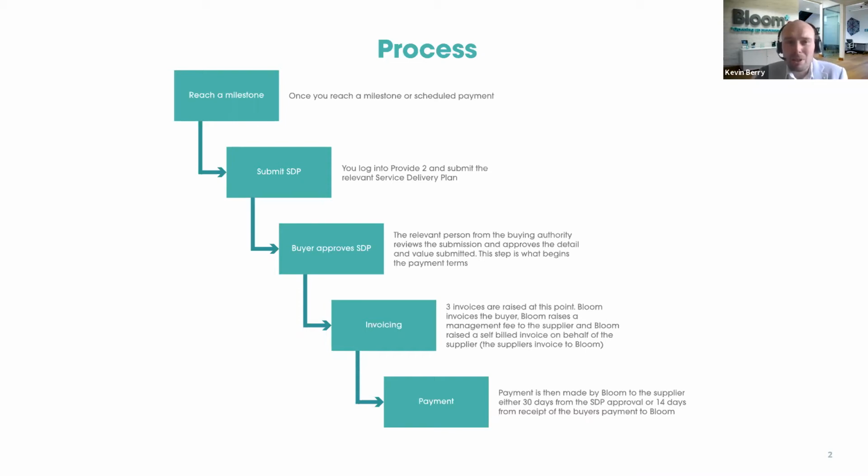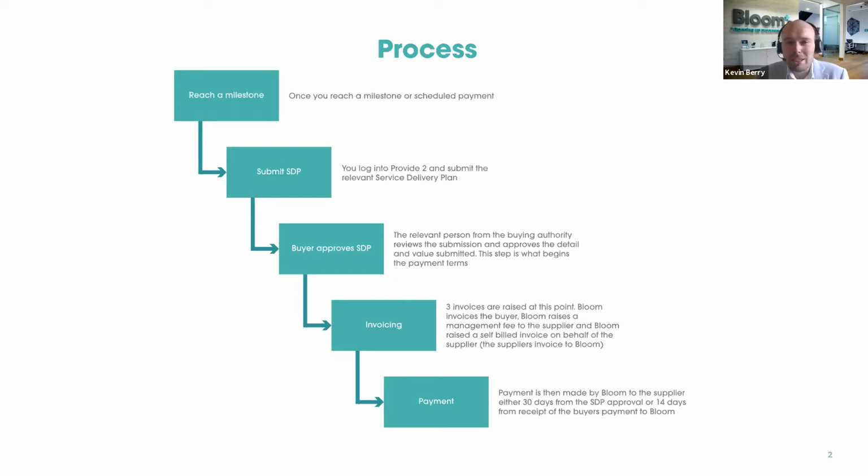But this is the part where you enter in all the details of the milestone that you've been delivering against. You attach any requirements or any reports that you're required for the buyer to review at that point in time, and you indicate the value that should be the same value that was agreed in your work order that you are looking to invoice against. And you enter all of that detail into our Provide2 platform, and you submit that. And that then goes off to the buyer for approval.